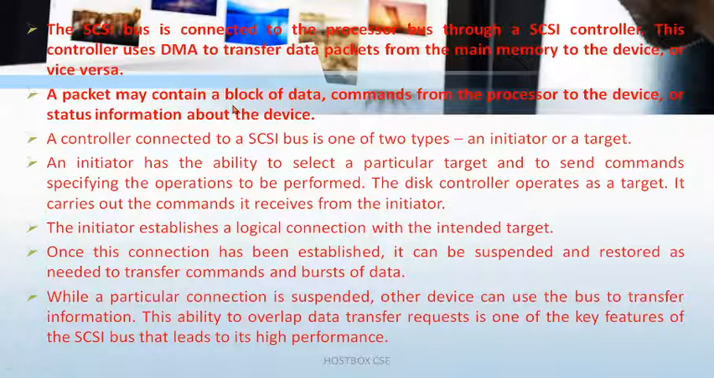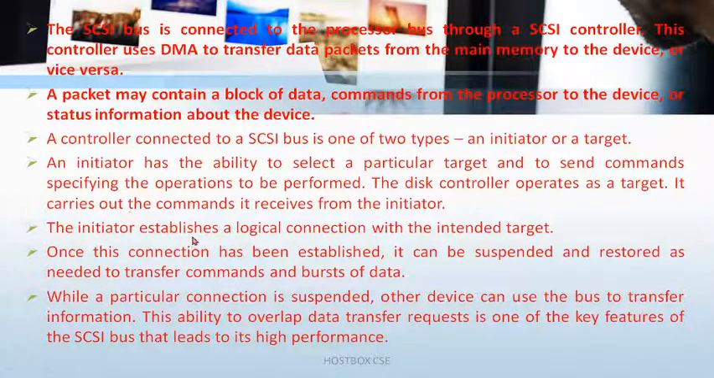So let's assume that we have a SCSI interface, and you can connect any peripheral, like a printer or scanner, whatever the hardware input output device is, like a keyboard or mouse. The controllers connected to the SCSI bus are of two types, one called initiator and the other target. An initiator has the ability to select a particular target and to send commands specifying the operations to be performed. Here the disk controller operates as the target; it carries out the commands it receives from the initiator.